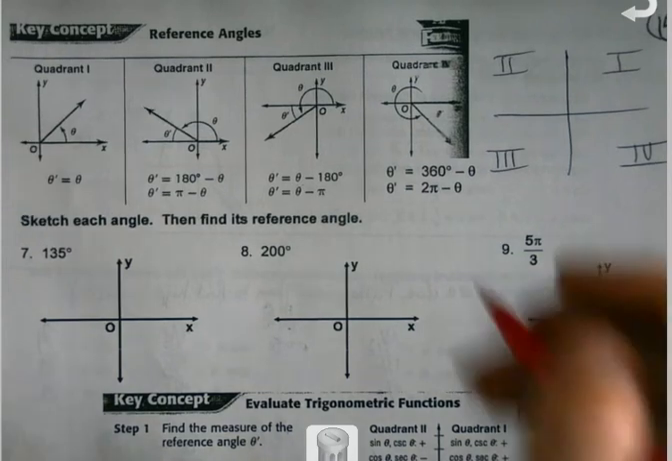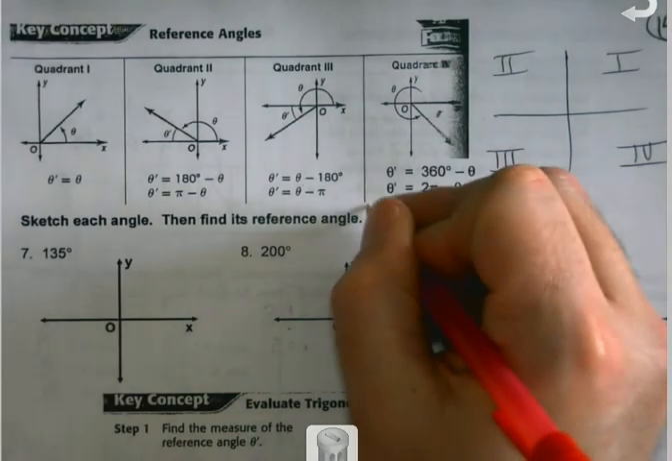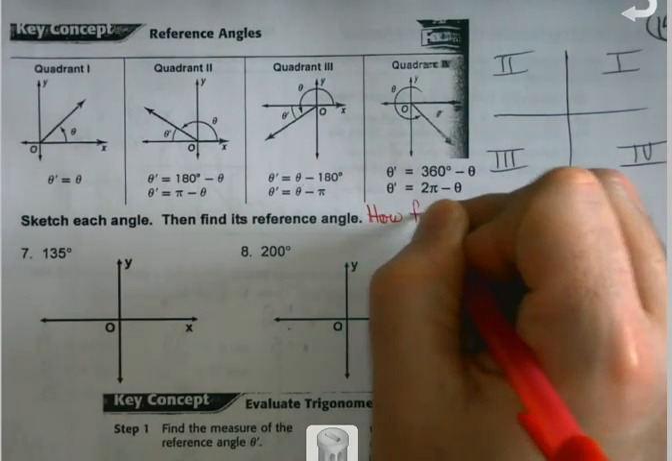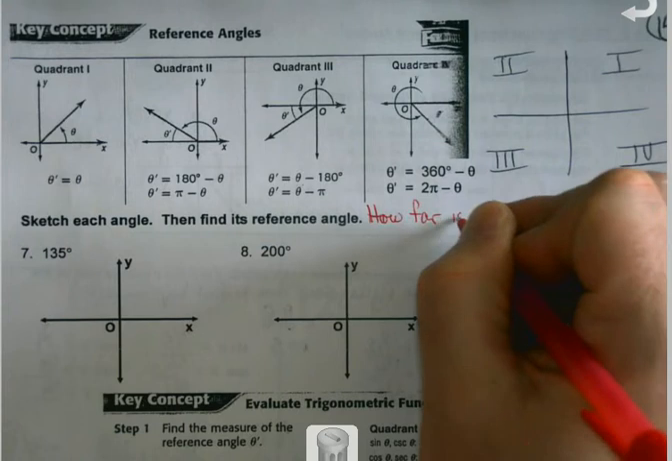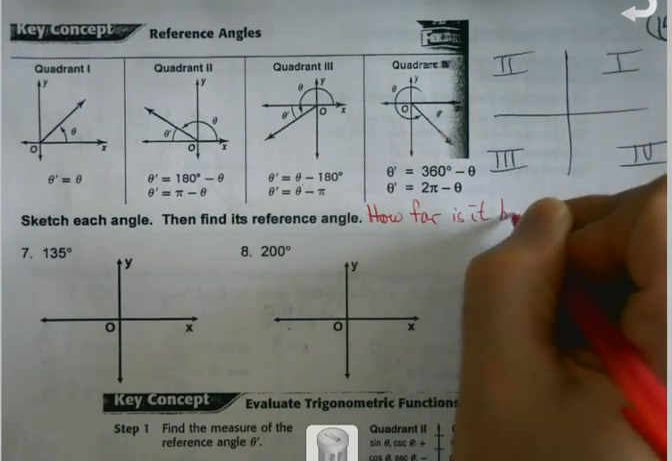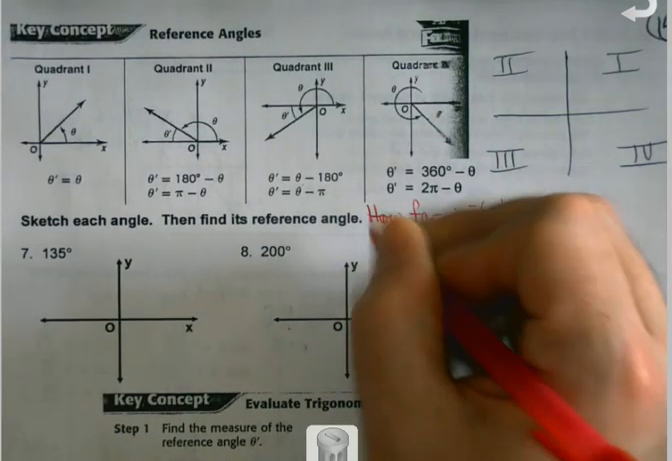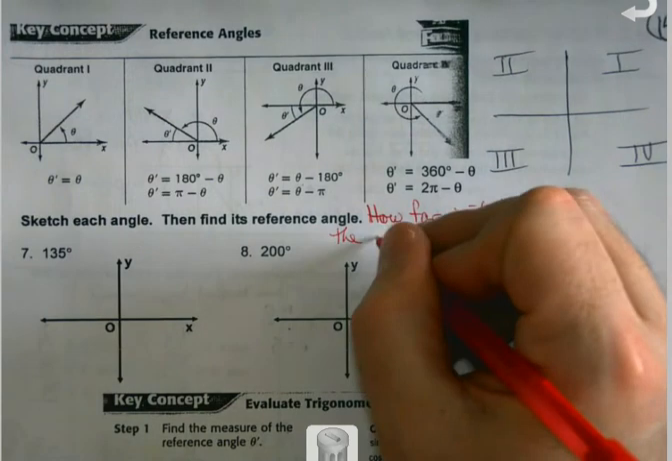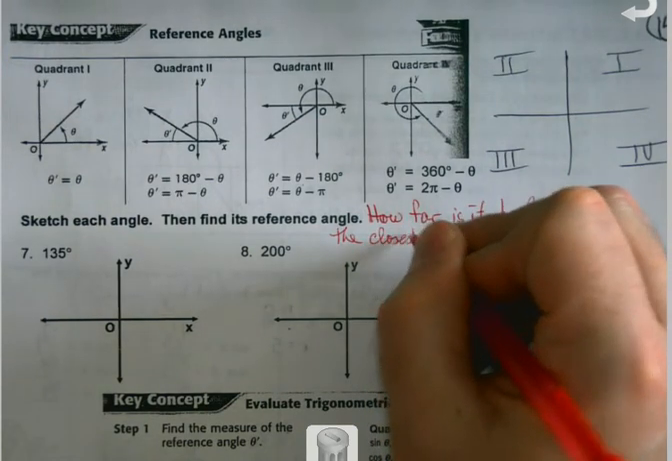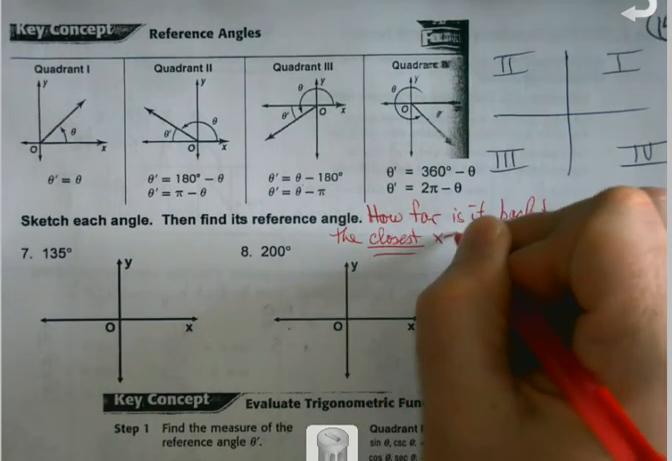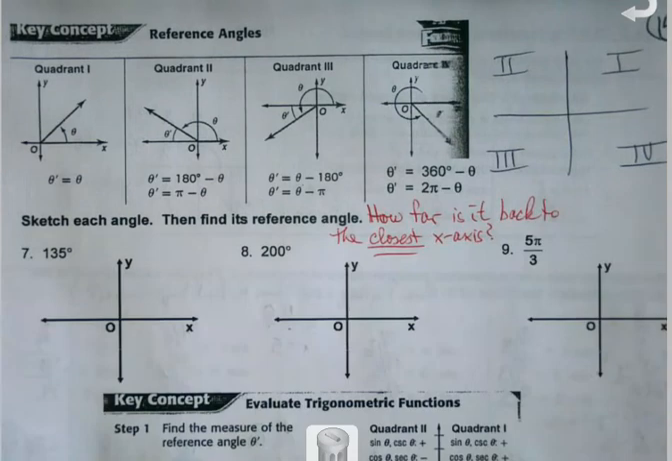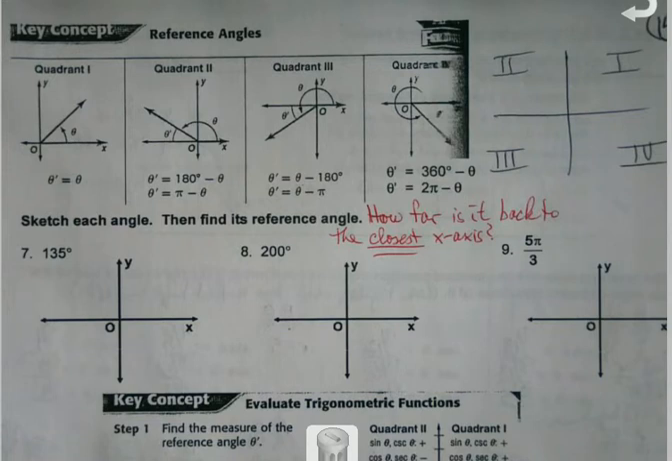Now, a reference angle, if we want to simplify it, really is asking how far is it back to the closest x-axis. In other words, when I draw my graph, how far away am I from getting back to the x-axis? That's what a reference angle basically is.